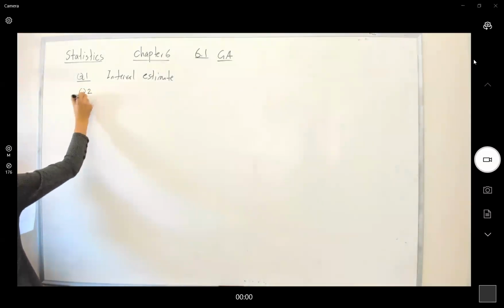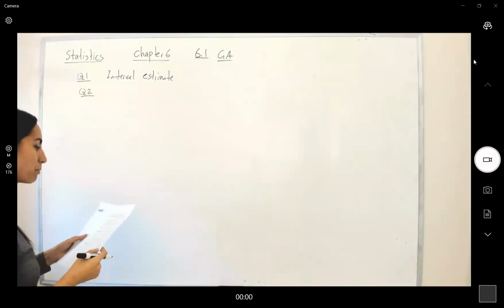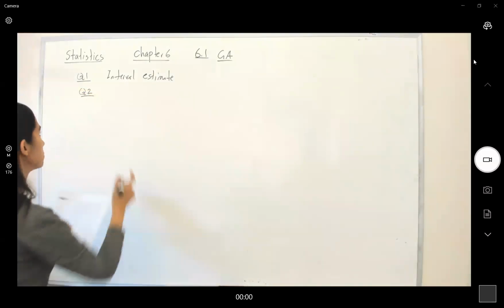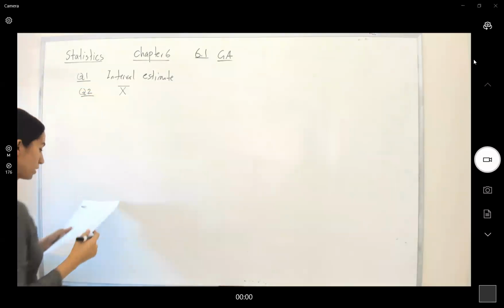Question two says, which statistic is the best unbiased estimator for mean? It's going to be the mean of the sample.